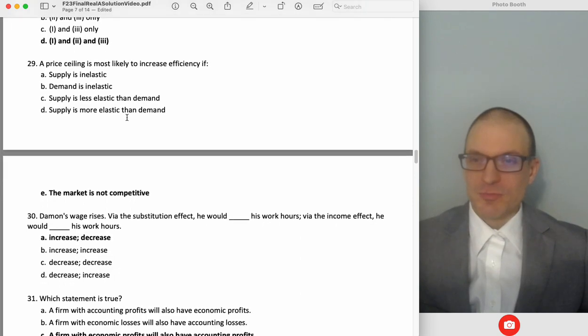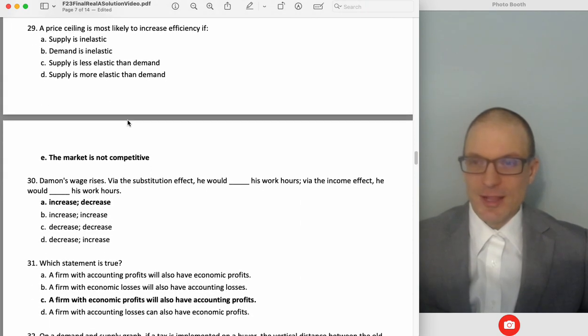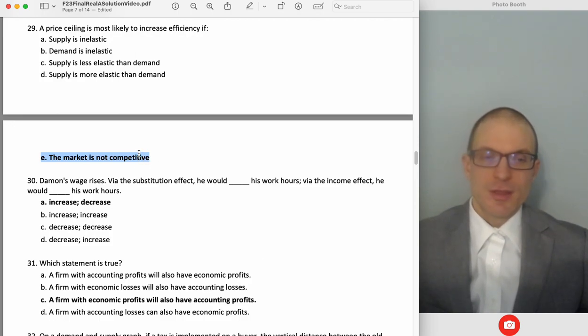A price ceiling is most likely to increase efficiency if the market's not competitive. Right? So if the market's already competitive, then we're going to distort, we're going to lead to inefficiency, consumer and producer surplus will fall, there'll be deadweight loss. However, if we already have a market that's not competitive, so there's market power, now that price ceiling might bring us back closer to the competitive equilibrium.